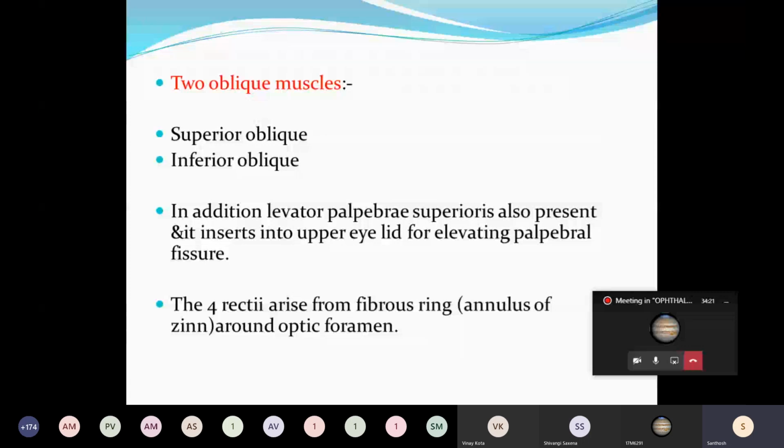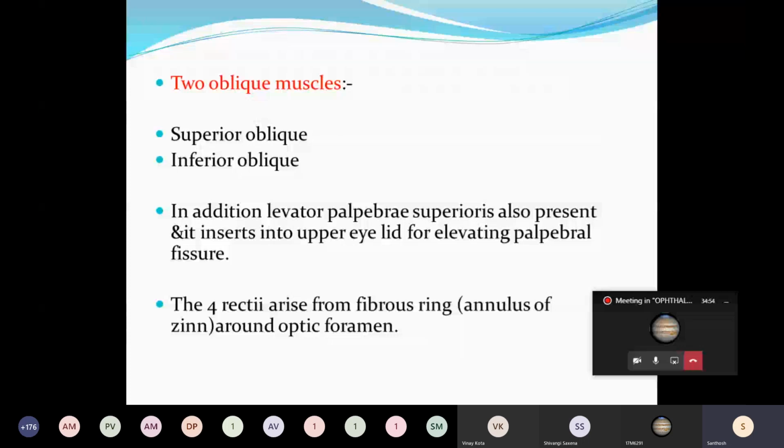The origin of the 4 recti is from the fibrous ring known as the annulus of Zinn on the optic foramen. The anatomy of the optic foramen and the superior orbital fissure is very important. Many a time it will be asked as a short note or in viva voce, they can ask you the various contents which pass through the optic foramen and the superior orbital fissure. Hence you are supposed to know fully well all the details of the superior orbital fissure.